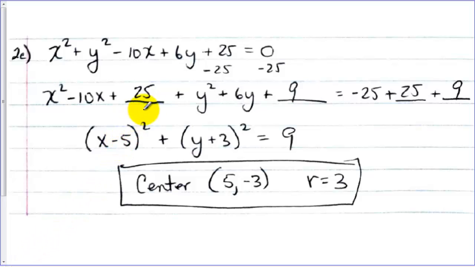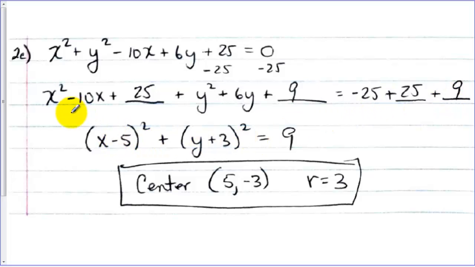And another circle. So this first batch are all circles, and the next batch we'll be looking at other conics. So again, we're going to group the x terms together, group the y terms together, leave space for completing the square. Move this over. Half of this is -5 squared is 25. 3 squared is 9. Add to both sides. That adds up to 0.